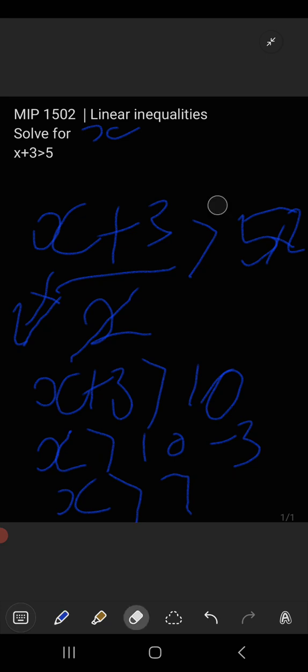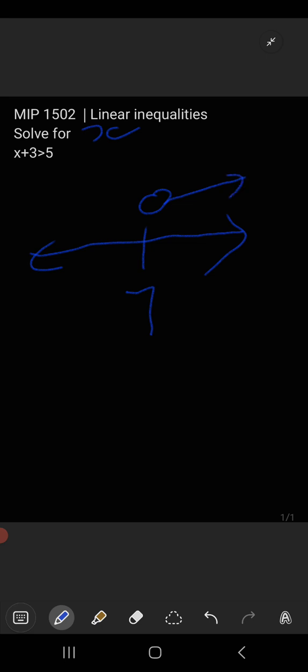Now we need to represent our answer on a number line. Remember, our answer is 7, meaning that 7 will be on this side. So that's how it should be.